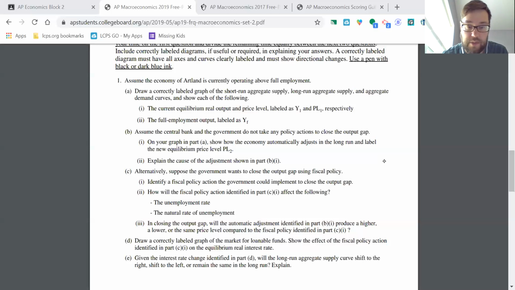Okay, let's go to part D. Draw a correctly labeled graph of the loanable funds market. Show the effect of the fiscal policy action identified in part C1 on the equilibrium real interest rate. So again, we're coming back to our example here, a decrease in government spending, and we want to know what happens to the loanable funds market based upon that. Let's just go over here for this one. Loanable funds market, right? We have real interest rate over here, and this is your quantity of loanable funds over here. We've got a demand curve and a supply curve.